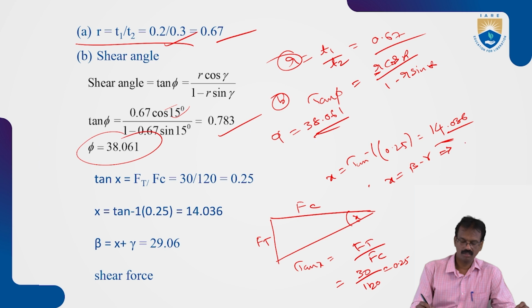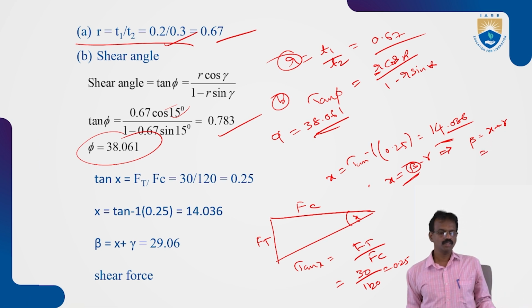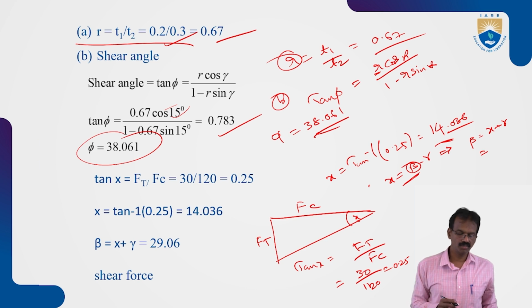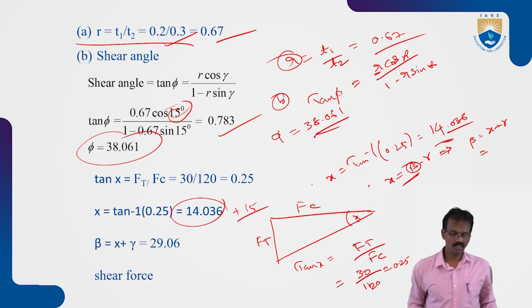Then, not x, okay, beta minus gamma. From which we have to find out the beta. Then beta is equal to x plus gamma, that is 14.036 plus gamma. The rake angle gamma is equal to 15. So it means 14.036 plus 15, that is 29.06. This is the frictional angle.